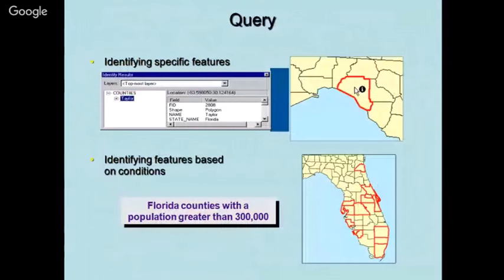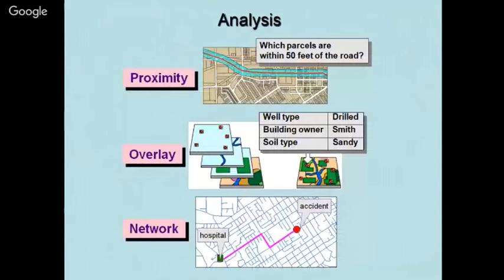You can do the query part by identifying certain features using the identify tool, identifying the features based on conditions also. You can find out the countries with a population greater than a given value. These will be within your database. You can link those things together to find those states, and those states will be visible on the map also. You can do proximity analysis: which houses or buildings are located within 50 feet of the road. You can carry out overlay analysis: you can find those locations where a well should be drilled, the building owner should be this, and the soil type should be this. I want to find that location.